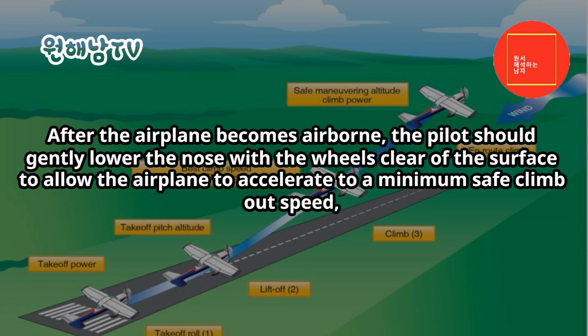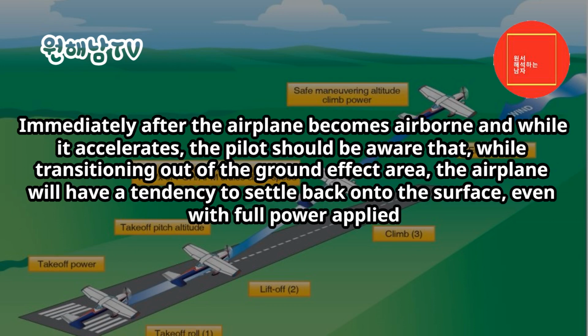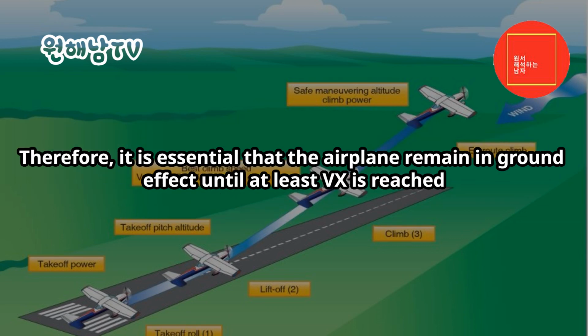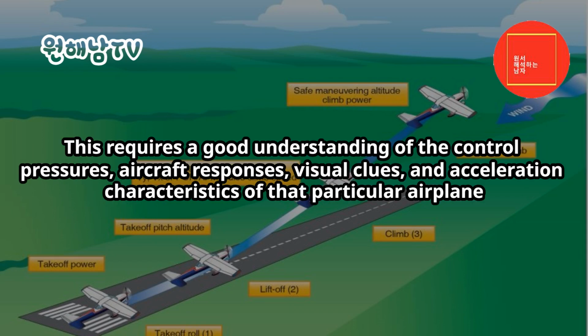Lift off. After the airplane becomes airborne, the pilot should gently lower the nose with the wheels clear of the surface to allow the airplane to accelerate to a minimum safe climb-out speed. Immediately after the airplane becomes airborne and while it accelerates, the pilot should be aware that, while transitioning out of the ground effect area, the airplane will have a tendency to settle back onto the surface, even with full power applied. Therefore, it is essential that the airplane remain in ground effect until at least VX is reached. This requires a good understanding of the control pressures, aircraft responses, visual clues, and acceleration characteristics of that particular airplane.